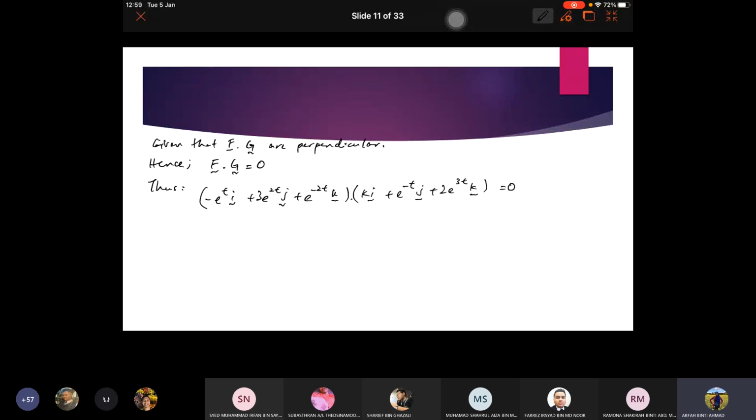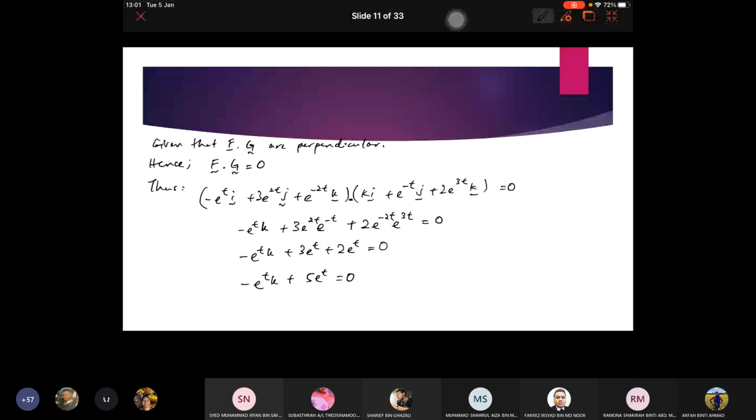So ini akan sama dengan kosong. So k negative exponential t k hasil darab bagi dot product, awak akan dapat semuanya adalah skalar. Tambah 3 exponential 2t exponential negative t tambah 2 exponential negative 2t exponential 3t sama dengan kosong. So exponential 2t exponential t itu semua boleh disettlekan. So awak akan dapat negative exponential t k tambah 3 exponential t tambah 2 exponential t sama dengan kosong. So negative exponential t k tambah 5 exponential t sama dengan kosong.